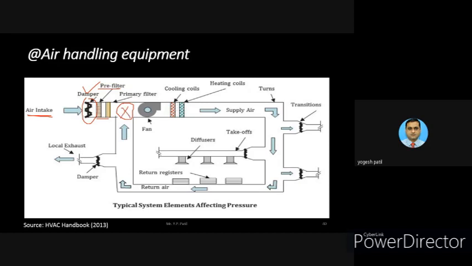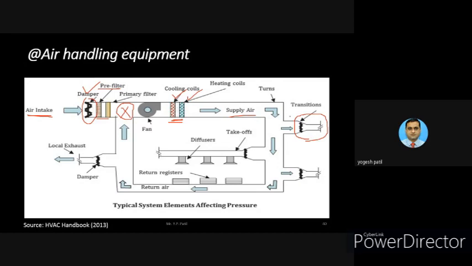Here the mixing takes place, and then there is a fan. Again, there are cooling coils and heating coils, functioning as per requirements. And after the cooling coil and heating coil, there is the air supply. Then that air supply goes to different sections through these dampers and that mechanism.